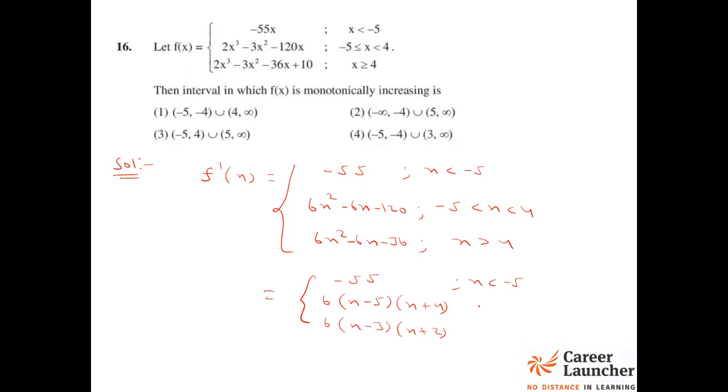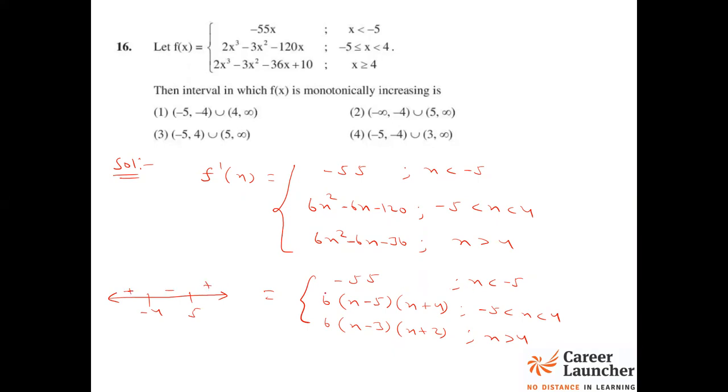So x less than minus 5, minus 5 less than x less than 4, x greater than 4. So in what intervals is it increasing? It depends on when the derivative is positive. So in between minus 5, till where it is, if you apply the wavy curve for the second one, the points will be minus 4 and 5. So it will be plus, minus, plus.